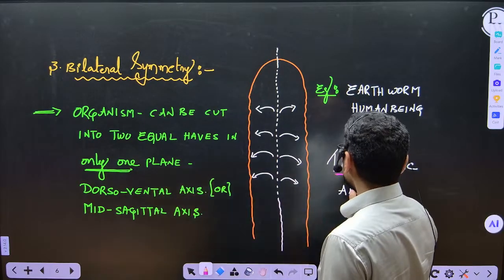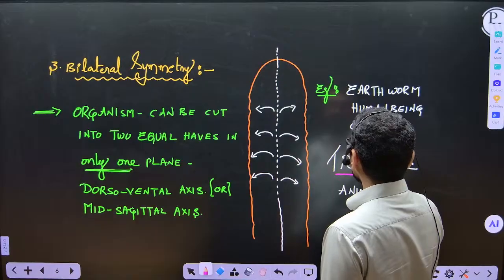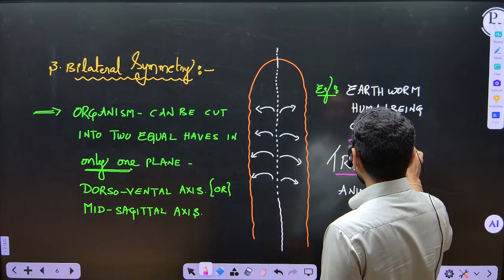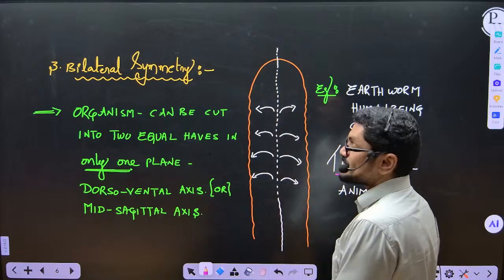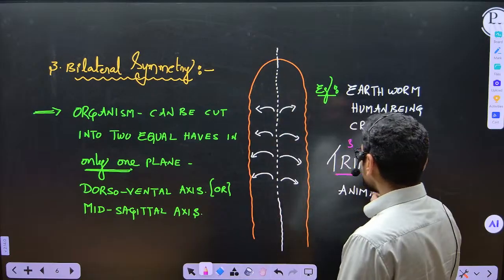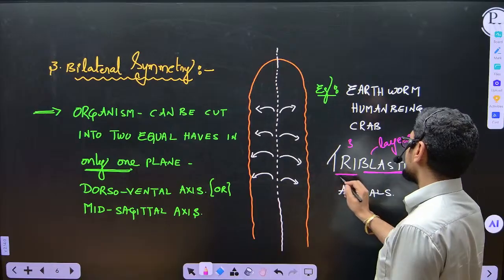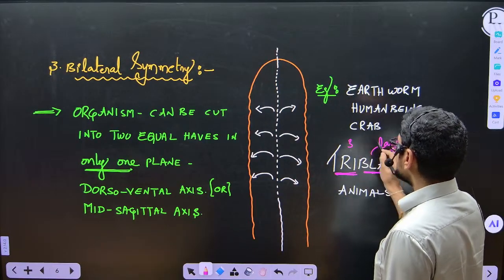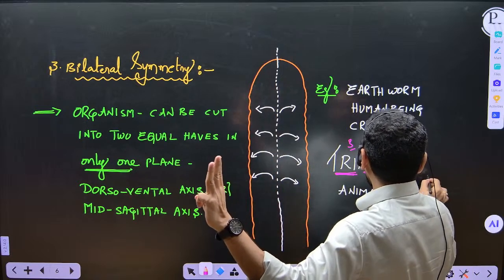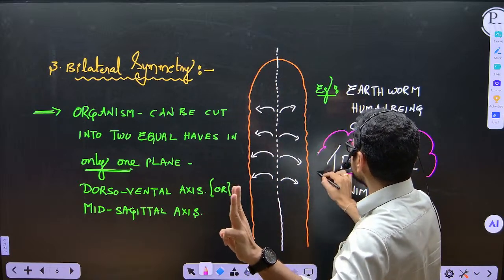Triploblastic. Okay, see, tri means three, blast means layer. When I am pronouncing a spelling, I am writing in capital letters, that is the reason why sometimes it happens, but immediately I corrected. Tri means three, blast means layer. Three layers are present.